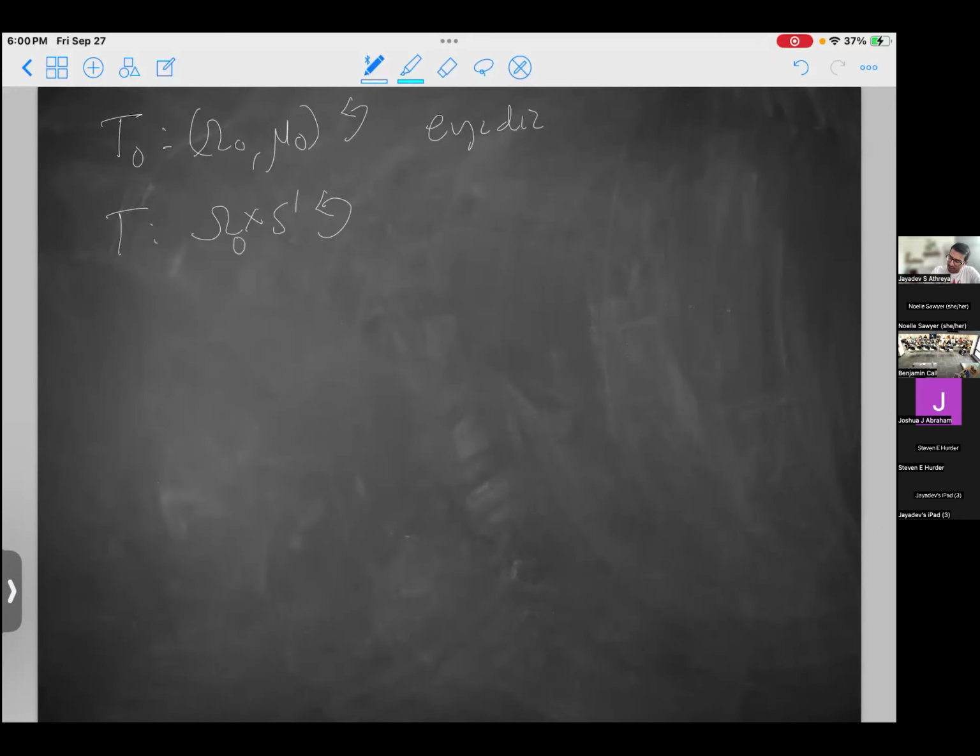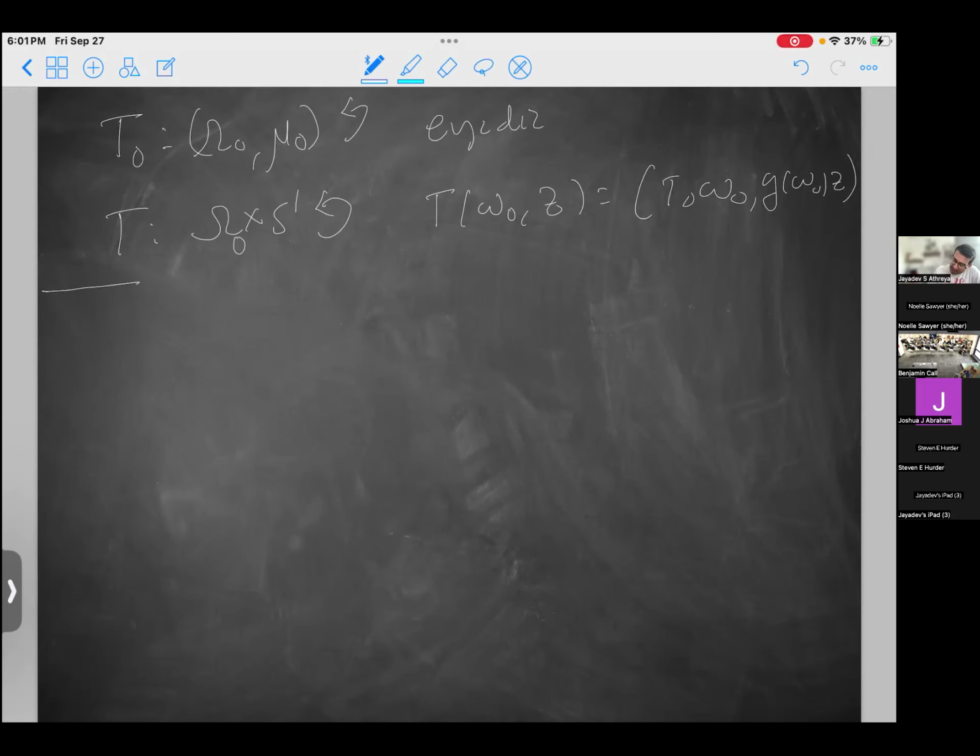So omega 0 cross S1 is defined by T of (omega 0, z) equals (T0 of omega 0, G of omega 0 times z). So that is, I do my transformation in the base and I twist in the circle factor by something. By the way, that is exactly what I am doing when I look at the first return map of my billiard or my linear flow to this interval. I get this interval exchange map twisted by something depending on the vertical speed.